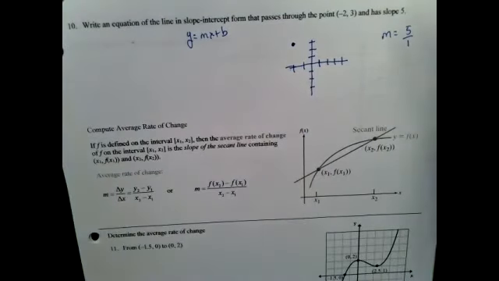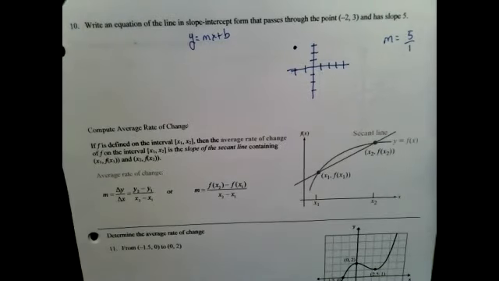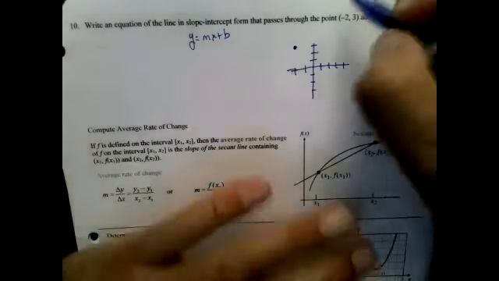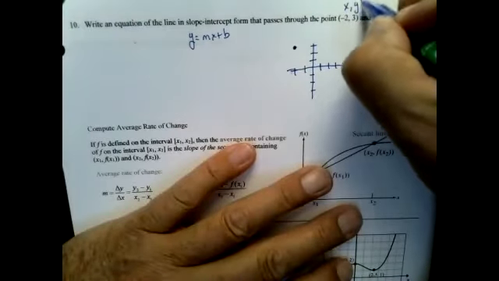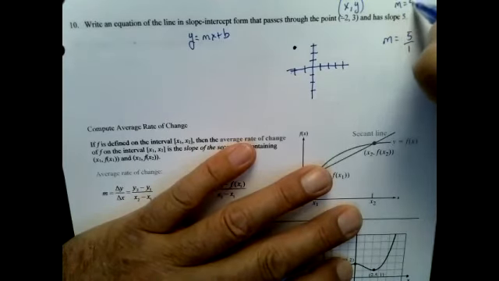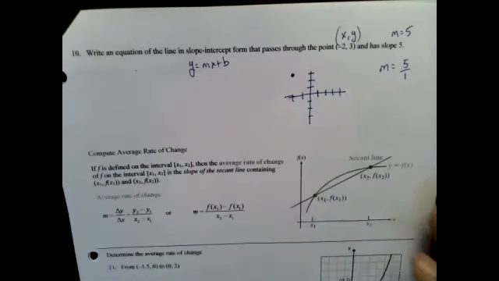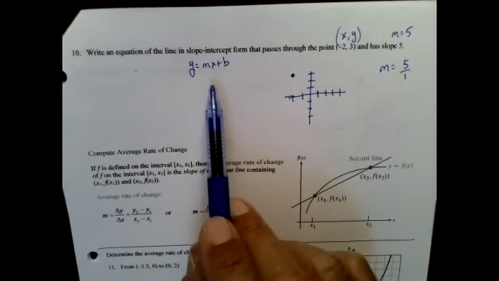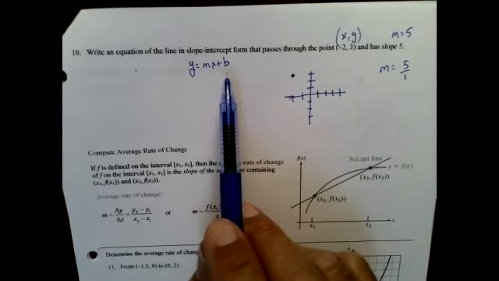And oh boy, write an equation of the line that passes through -2, 3, and has a slope of 5. So what is it I'm missing? I have a point, right? And a point is X and Y. I have the slope, and I know the slope is 5. So they're giving me some things. And I need to come up with this equation.